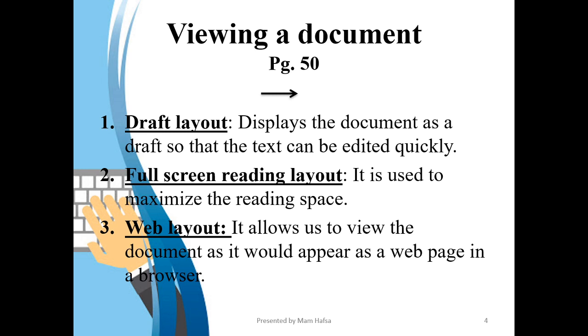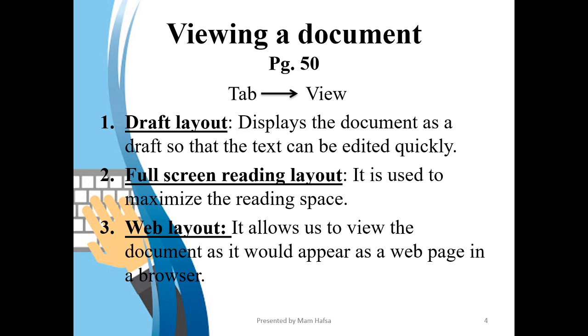The second way is full screen reading layout. This view enables us to maximize the reading space. And the last one is the web layout. It makes us view the document as it would appear as a web page in a browser. While you use the internet, you might be using different websites and over there you might be having different web pages. When you click on web layout, your document will appear as a web page. Now how can you access these modes? For this, you simply click on the View tab.